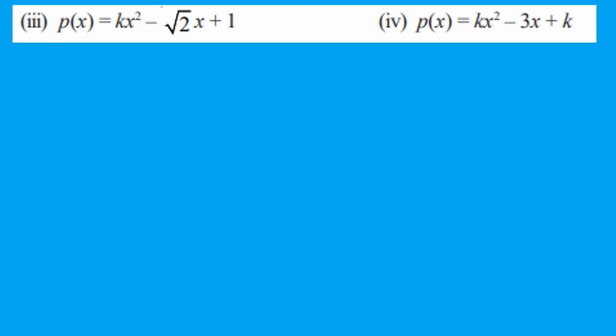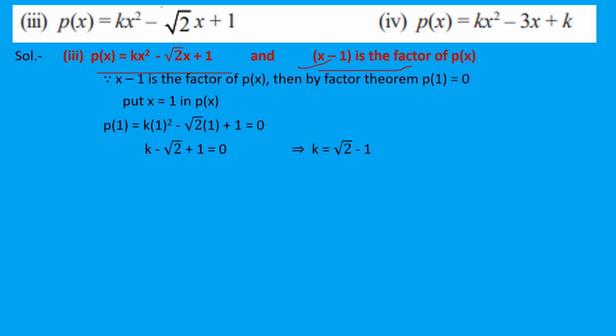Now let's do the third part. p(x) is equal to kx square minus root 2 x plus 1. So p(x) is given and x minus 1 is a factor of p(x). It is already given. And we have to find the value of k. So x minus 1 is a factor of p(x). That means when we put x equal to 1, it is equal to 0. Then by the factor theorem, p(1) is equal to 0.